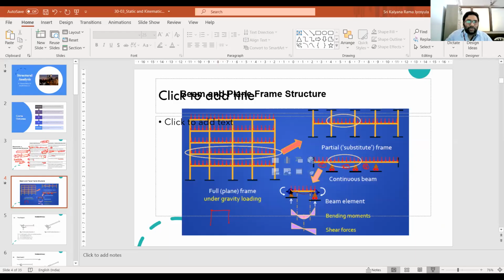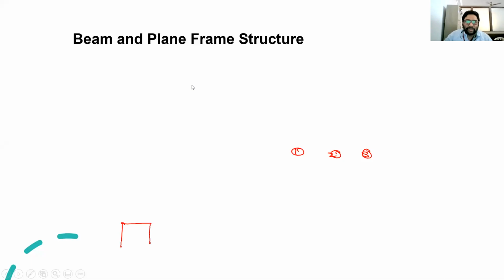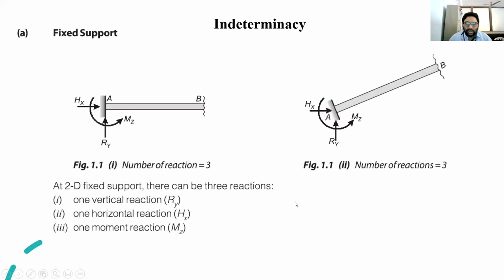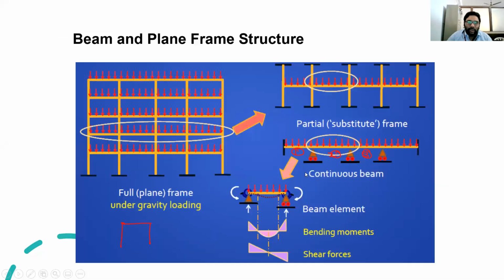So when you have a beam and a frame, what will happen? The frame is again shifted. The left-hand one is the complete frame, like a building. I took a single part, and from that single part I took one beam out. This beam is called a continuous beam. In that beam I took another part. This is a simply supported beam, correct? So this is pinned, this is roller, sorry.